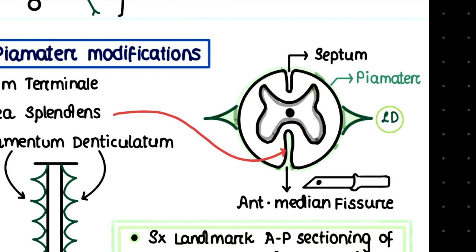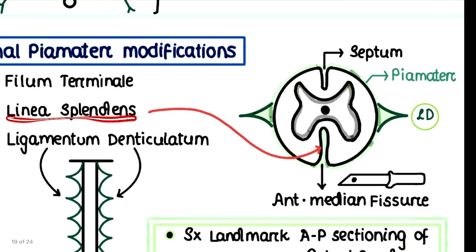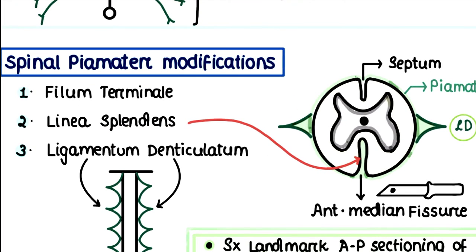So now since this pia mater is present on the exterior of our spinal cord and brain, it will go all the way into this anterior median fissure. Now as it goes inside this anterior median fissure, it will be seen as a bright line, right? Bright white line, and that way we call it linea splendens. So linea splendens is also the spinal pia mater modification.